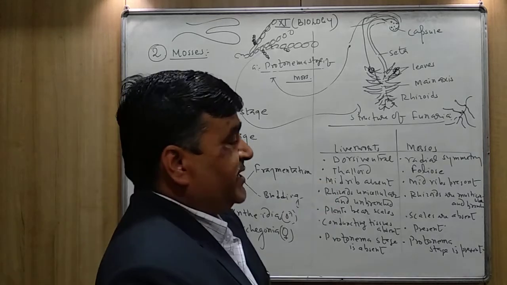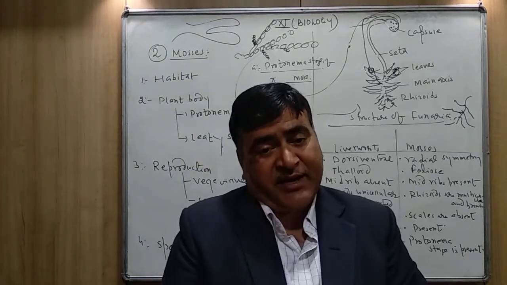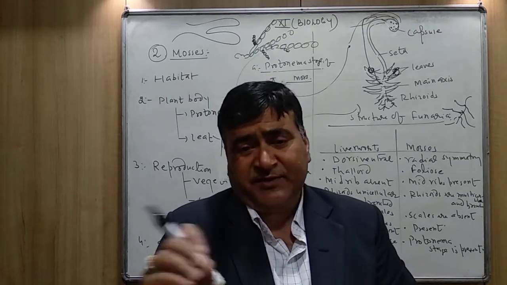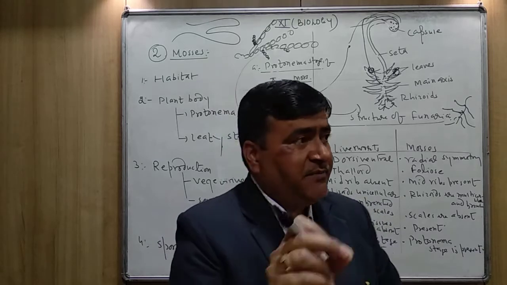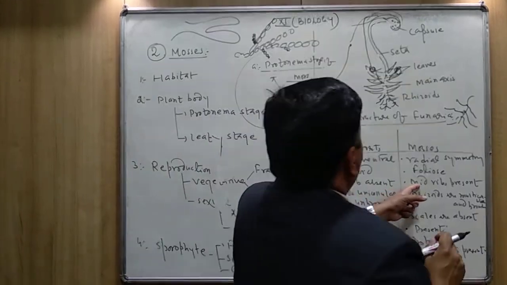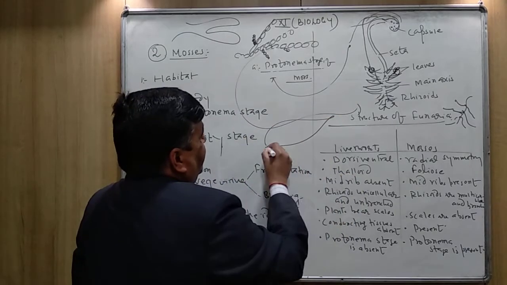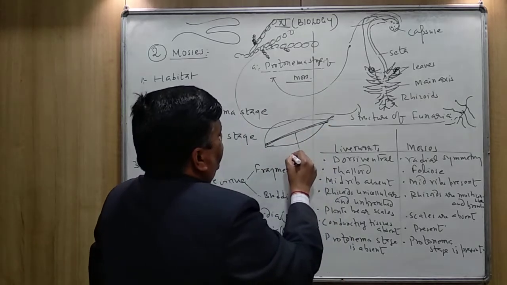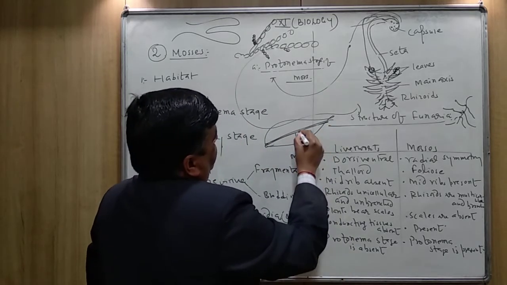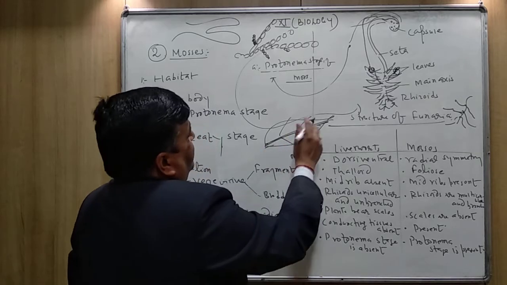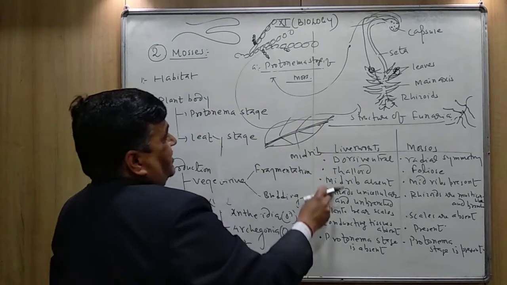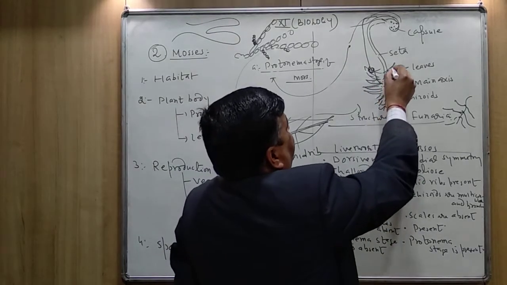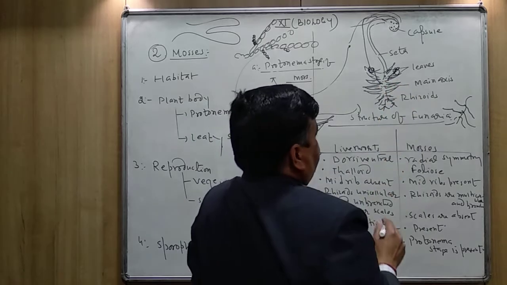Here the midrib is absent. As you know, in the case of liverworts, the leaves are absent, and that's why the midrib is absent. But in mosses the midrib is present. You can say this is the leaf, and in the leaf this is the main vein, and this main vein is called the midrib. So the midrib is absent in liverworts, but in mosses, because leaves are present, midribs are present.